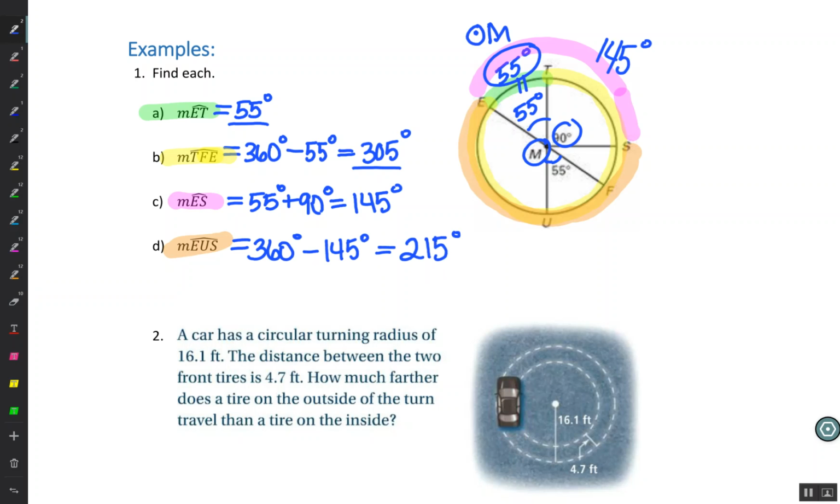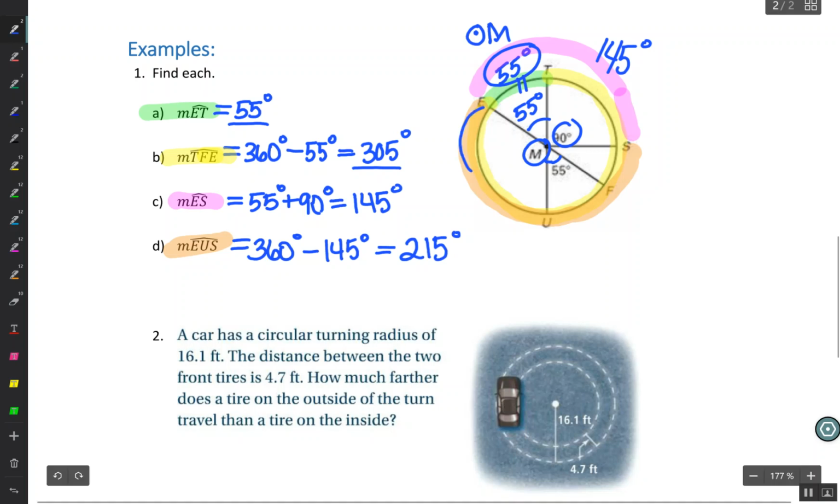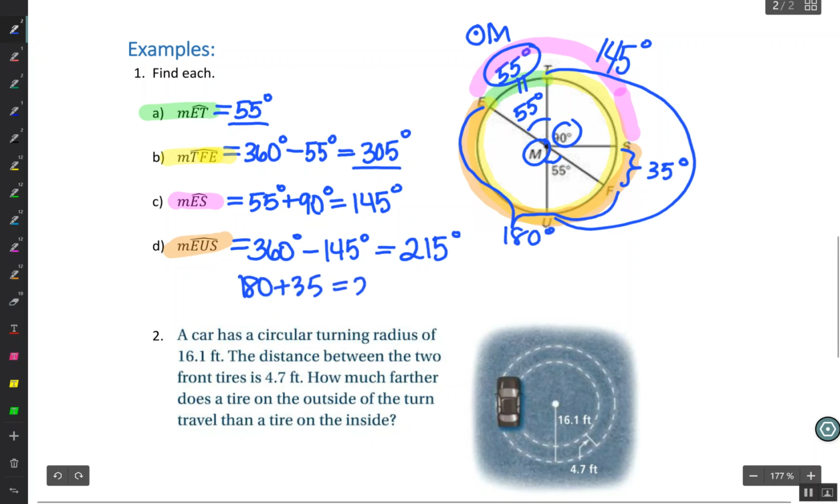Alternately, you could add. Like I said, you could figure out what this is. This is a diameter, so that's a semicircle. That's 180. This turns out to be 35 degrees. To get the 35 degrees, you could take 90 and 55 and subtract it from 180, because this is a semicircle. So that's another way. So then I can add 180 plus 35 to get 215 that way as well.